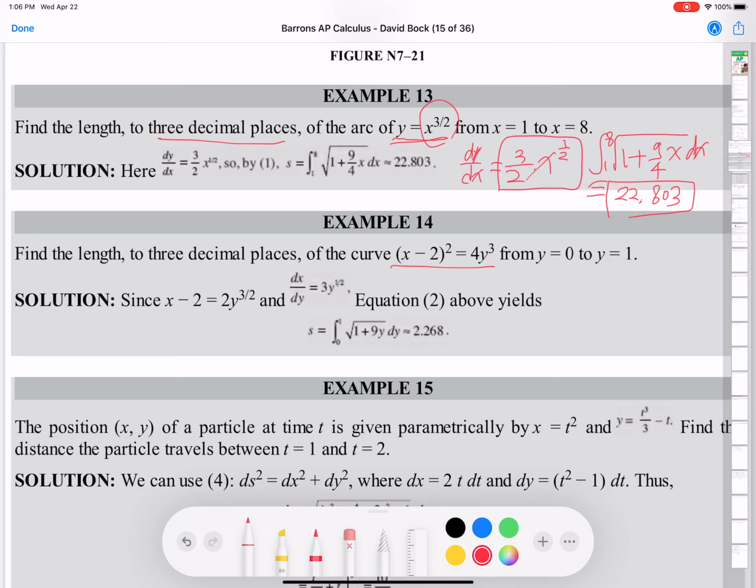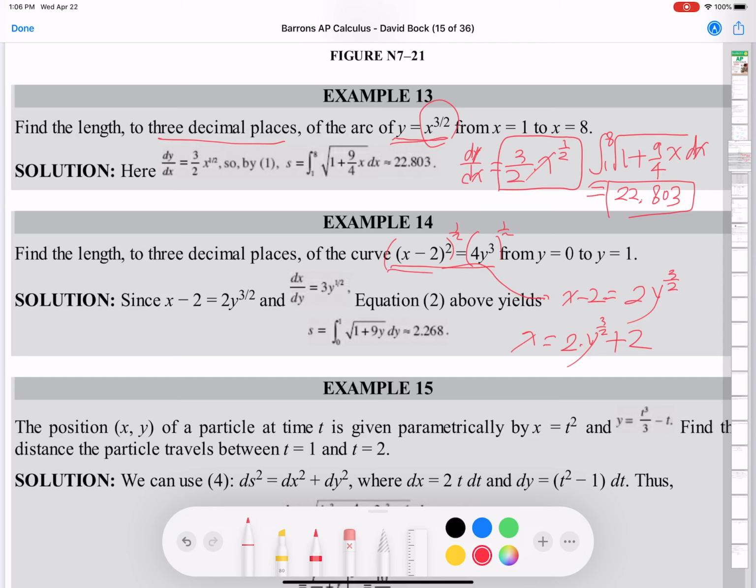Let me see. Square root to both sides. So what is x minus 2 equals? Square root to both sides. That means the whole thing to the half power, okay? 4 to the half power is 2, and then y to the 3 over 2 powers. So x equals what? 2 times y to the 3 over 2 plus 2.